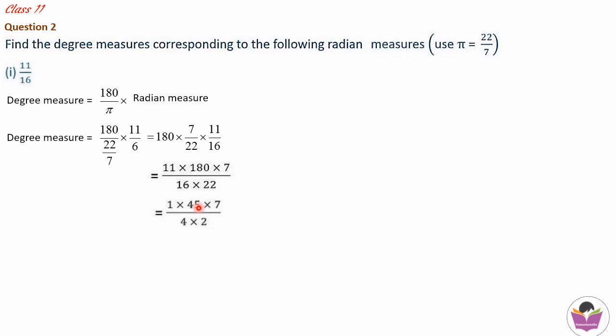1 into 45 into 7. How we have done the calculation, let's check. Here 11 and 22 we can cancel 2 times, and 180 we can cancel by 4. 4 4s are 16, and there is 2 balance 20, that means 5 times 20, 45. Then here 4 cancels in 16, 4 4s are 16. That is the way we have got this answer. That is 1 into 45 into 7 divided by 4 into 2.